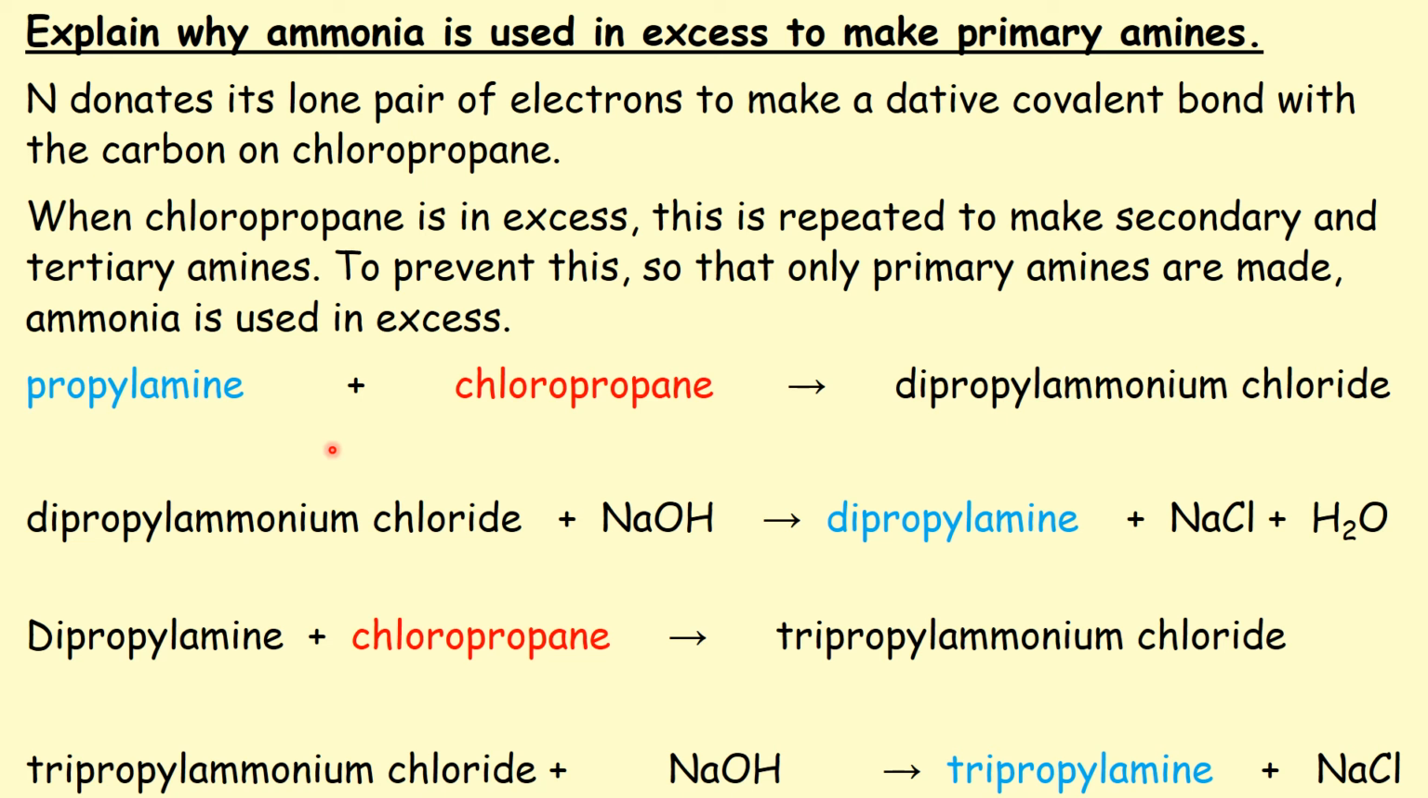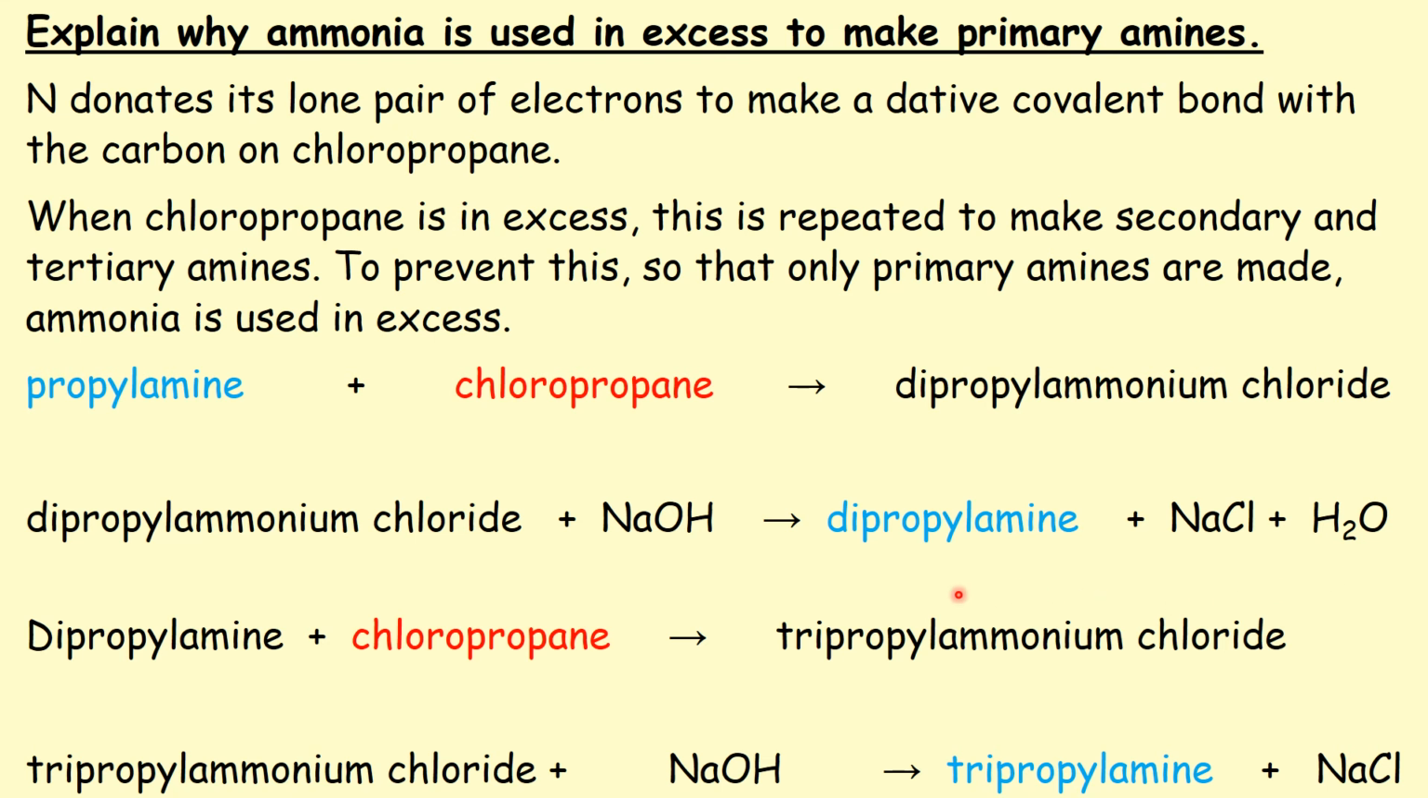I know I've said that in the previous slide, but what this slide also does is to tell you how secondary amines are made. So if you have propyl, you've already got primary amine here. That's your primary amine. You're adding more chloropropane to it. So a little bit more excess of chloropropane. You get your dipropyl ammonium chloride. You're going to add sodium hydroxide to it to make your secondary amine. Sodium chloride and water are made as your byproducts.